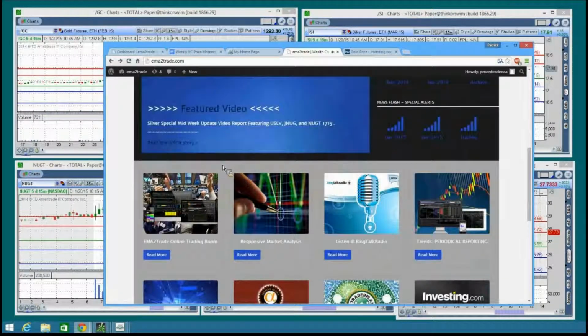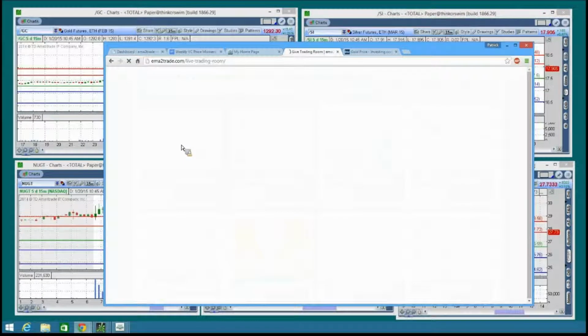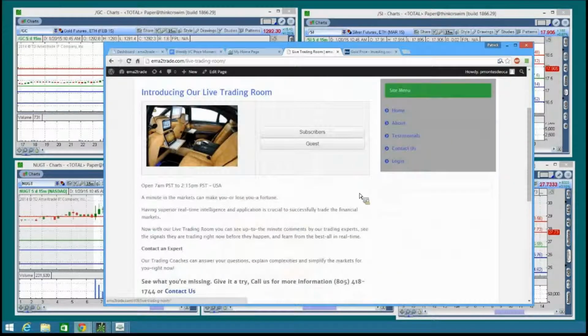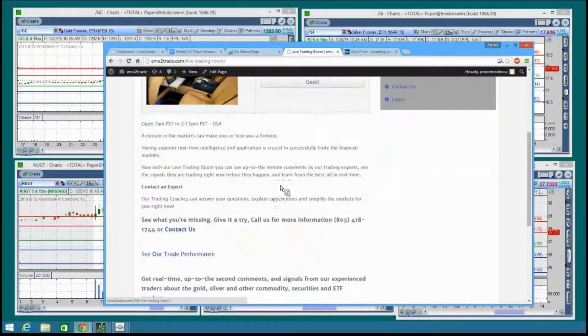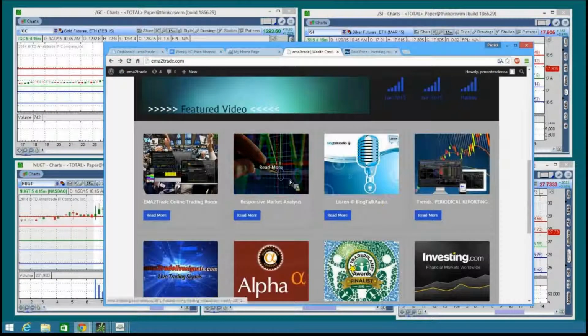Down here below, you can click on here, and this takes you to different access points in the website that are pertinent to the trading room. If you want to get a pass, you can click on the trading room and click on guests and just fill out the form. We'll be more than glad to send you a pass for you to come and see live what we do in the trading room.